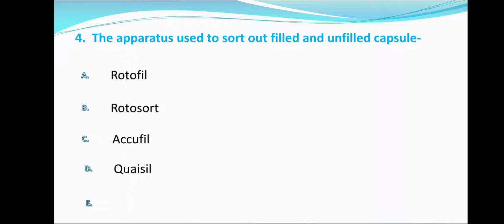Next question. The apparatus used to sort out filled and unfilled capsules. Options are Rotofill, Rotosort, Acofill, Qualisil. Here the correct answer is Rotosort. And Rotofill is the term used to fill pellets into capsule. Acofill is the term used to fill powder into capsule. And Qualisil is the term used to fill liquids into capsule.